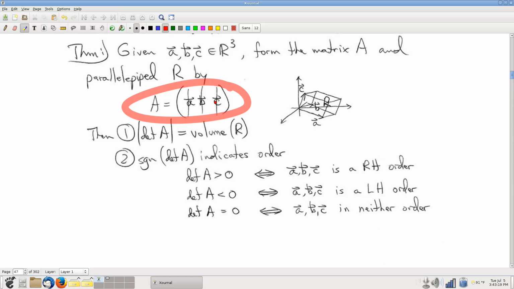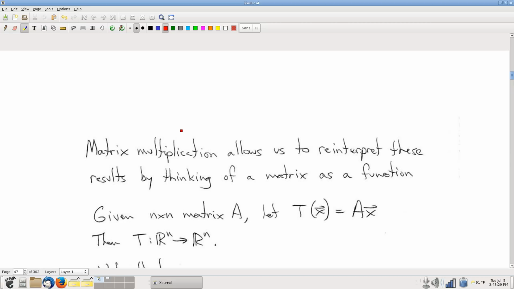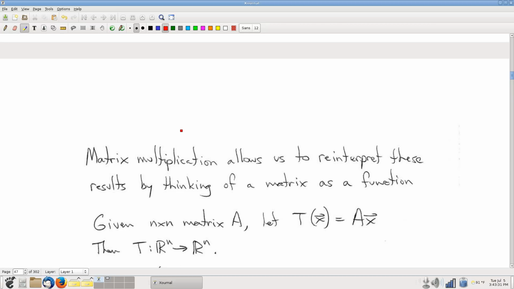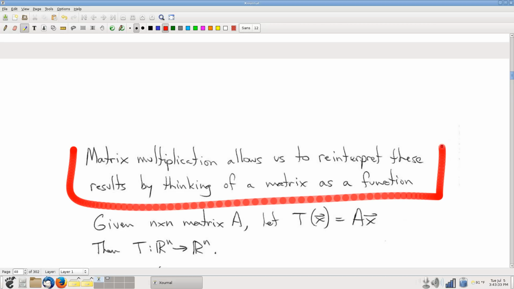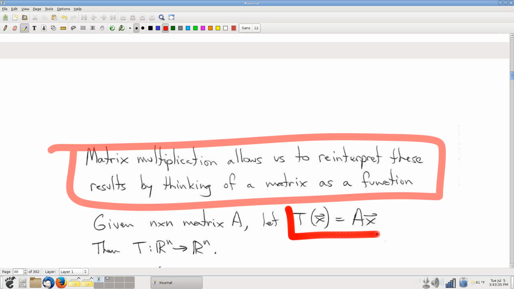Rather than thinking of the matrix as a static thing, I want to reinterpret the matrix as a function. Something that's doing something. It ends up making a big difference having this capability. So here's the way we're going to do this. We're going to think of a matrix as a function by that formula. A matrix can be thought of as a function by, well, multiplying it by input vectors to get output vectors.